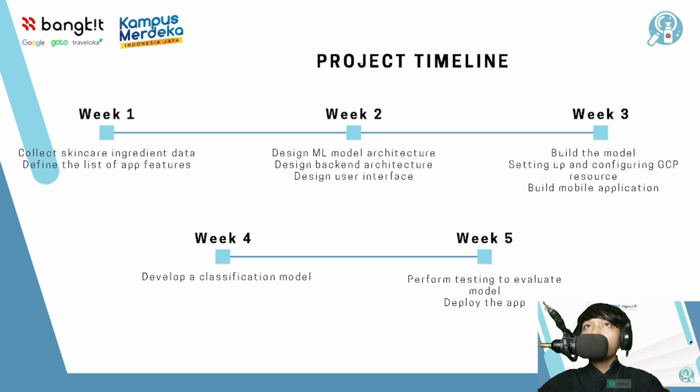Project timeline. Week 1, we collect skincare ingredient data, define the list of app feature. Week 2, we design ML model architecture, design backend architecture, design user interface. Week 3, we build the model, setting up and configuring GCP resource, build mobile application. Week 4, we develop a classification model. Week 5, we perform testing to evaluate model, then deploy the app.